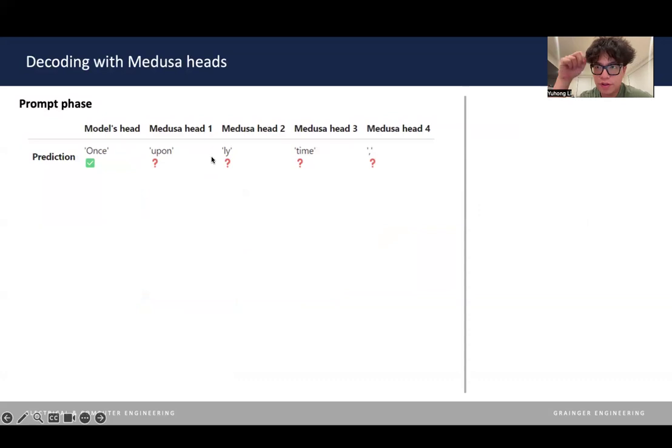And let's talk about inference. So we have a model's head. This is the original one. We already have the prompt. It's exactly the same example from the previous slides. We have the model's head output "once", and the Medusa heads output "upon", "a", "time", "comma". This must be the model's next token, because the model's original head output is "once", and we also have 4 outputs from the 4 Medusa heads.